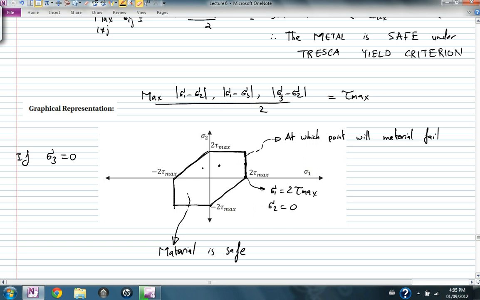Inside, it's the safe zone where the maximum of sigma 1 minus sigma 2, sigma 1 minus sigma 3, and sigma 3 minus sigma 2 is less than tau max. So inside is the safe zone where the values are less than tau max. On the line, it gives me the critical zone where the material is about to fail.